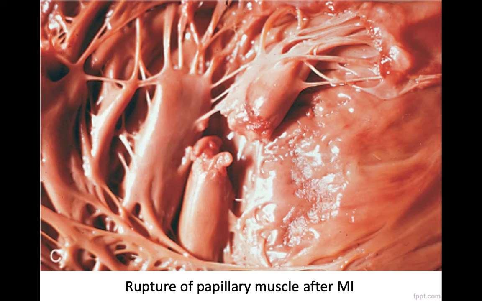So different things can rupture in the heart, and that includes the papillary muscles. So that's what you're looking at here. Here's a papillary muscle, chordae tendineae, and this papillary muscle has ruptured. Now, the thing about having a ruptured papillary muscle is that you can't keep the valves closed like you're supposed to, which can lead to heart murmurs.